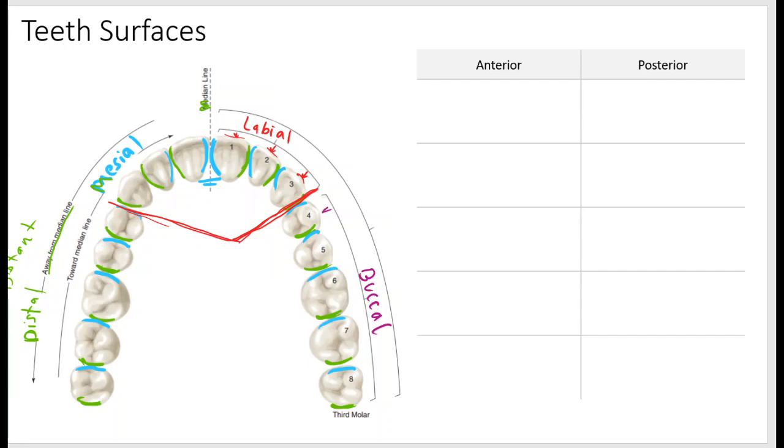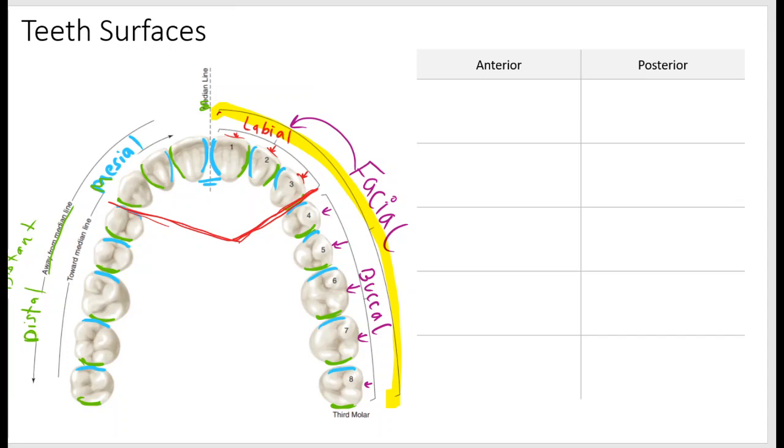Buccal are the surfaces again on the outside here on the posterior teeth. So if we want to gather both of them, we can refer to them as facial, but usually facial is used instead of labial, and I'll tell you why in a second. So facial technically represents all of these. As you can see, it covers all of the teeth, but most of the time in dentistry, when we are describing anterior teeth, instead of labial, we usually say facial. Okay, what else? What other surfaces do we have?